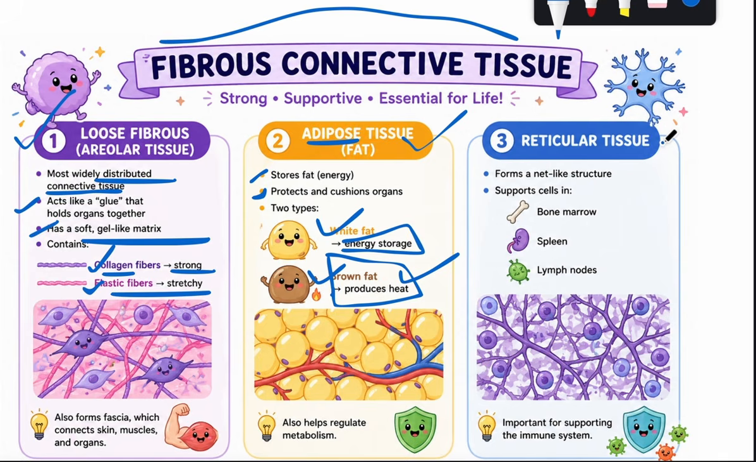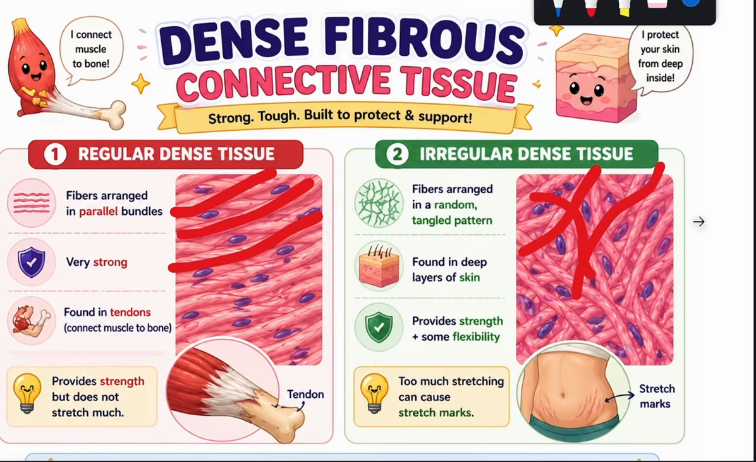And then we have reticular tissue. What does the reticular tissue do? It forms a net-like structure. See, it's like a net that supports other cells. It is found in places like bone marrow, spleen, and lymph nodes. There are three places where reticular tissue is found: bone marrow, spleen, and lymph nodes. That makes it very important for our immune system. So which tissue is most important for the immune system? That is our reticular tissue.